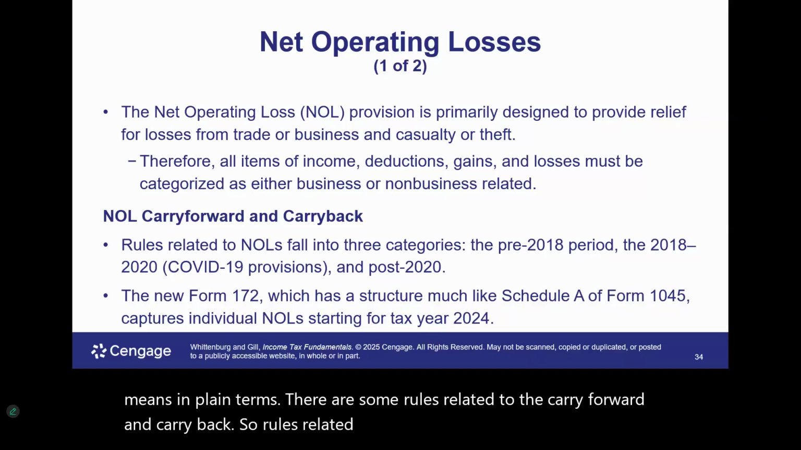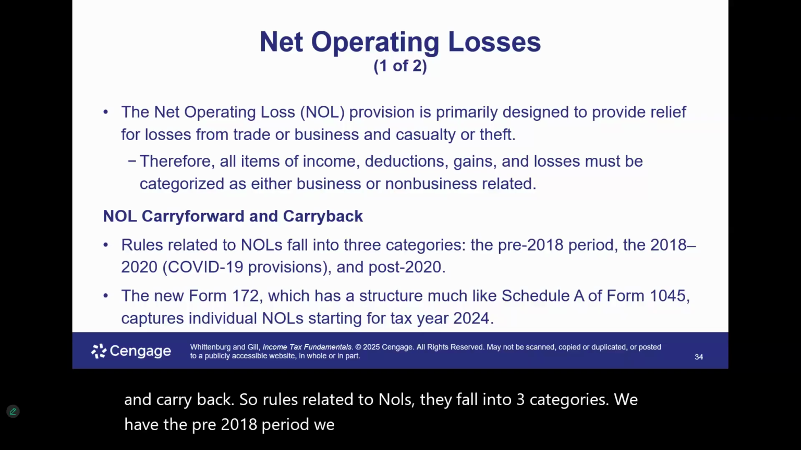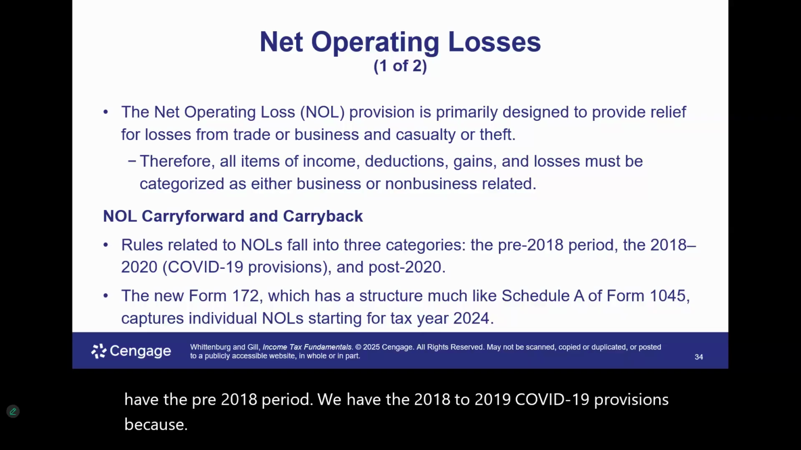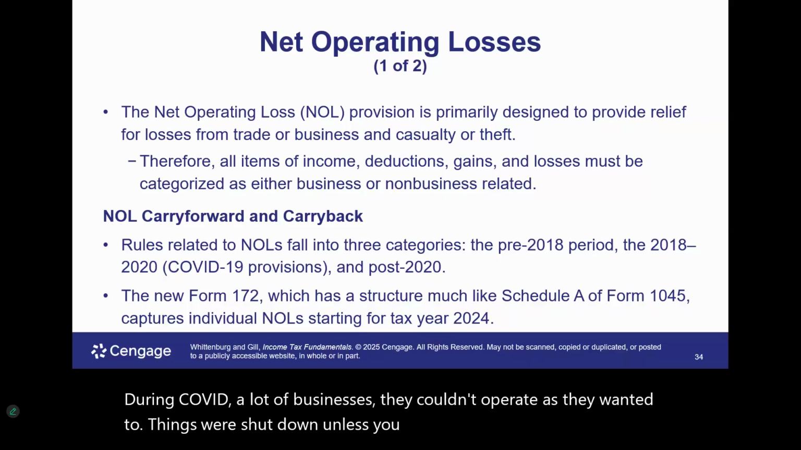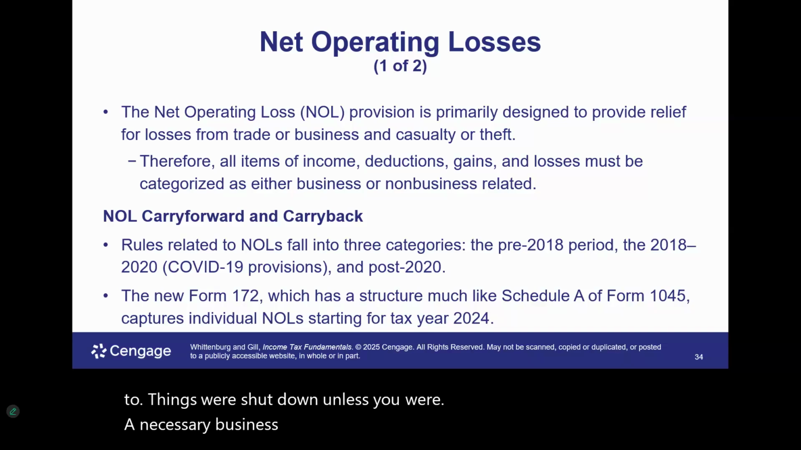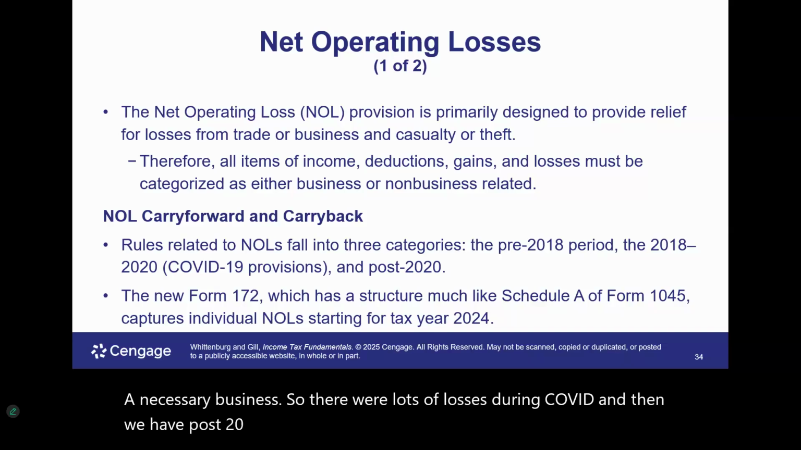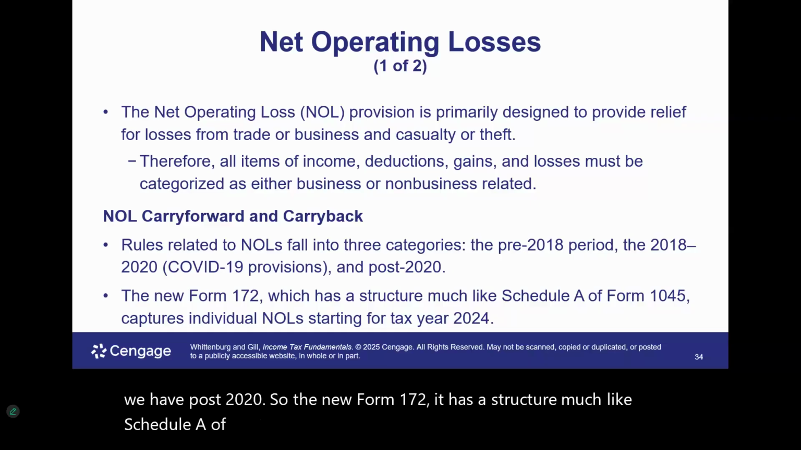We have the pre-2018 period. We have the 2018 to 2019 COVID-19 provisions, because during COVID, a lot of businesses couldn't operate as they wanted to. Things were shut down unless you were a necessary business. So there were lots of losses during COVID. And then we have post 2020. So the new Form 172 has a structure much like Schedule A of Form 1045, and it captures the individual's NOLs starting for tax year 2024.